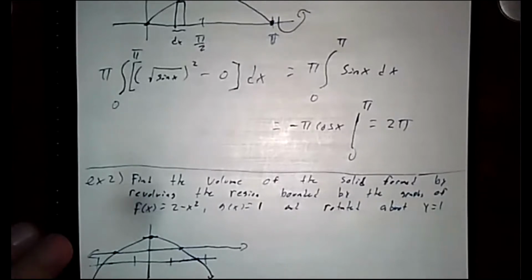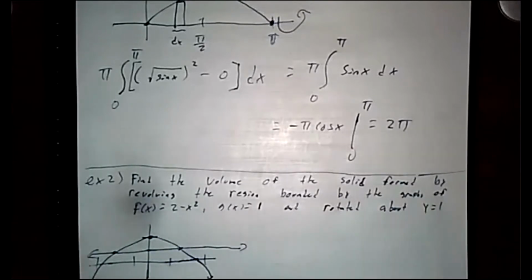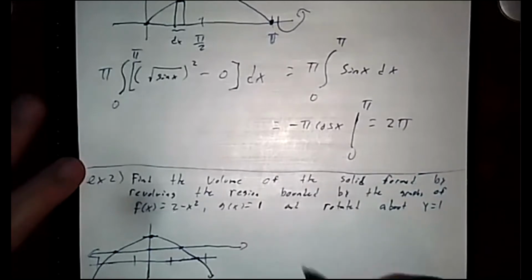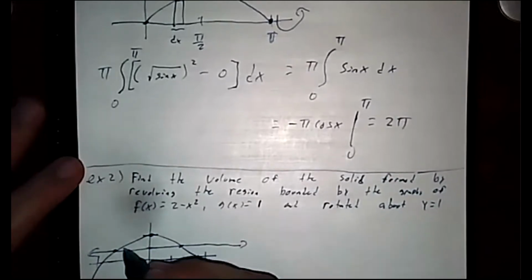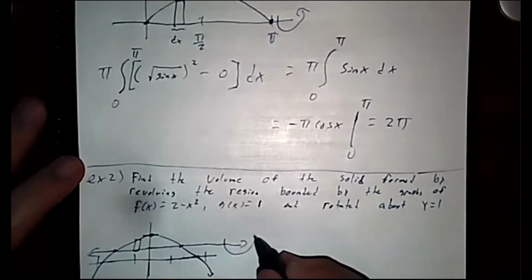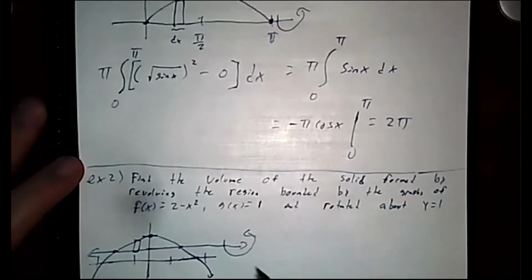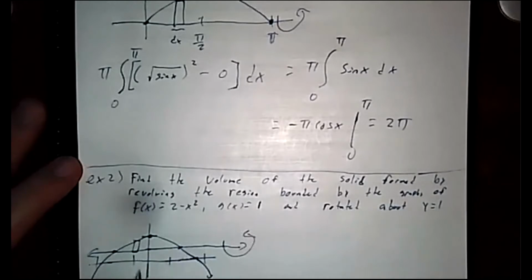Something like that. So intersection points, they're going to be the bounds. So I'm going to integrate from, since I'm rotating on this line, I'll be slicing perpendicular to it. So it's going to be dx.